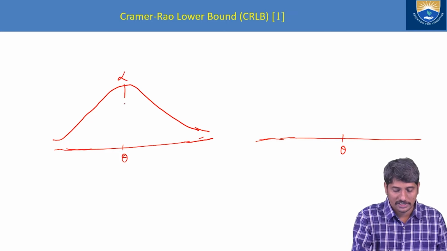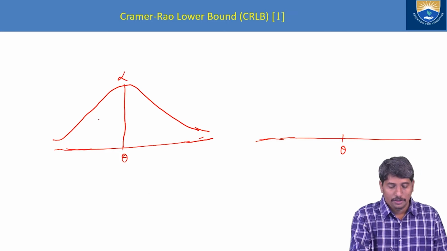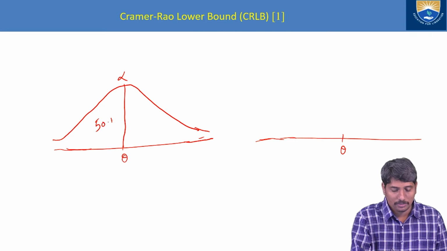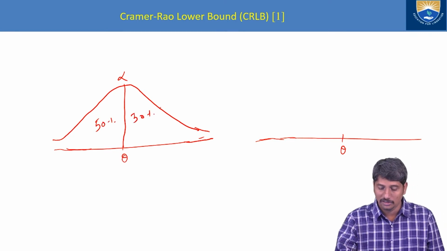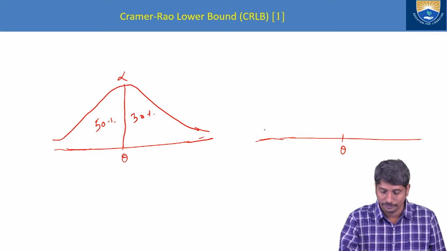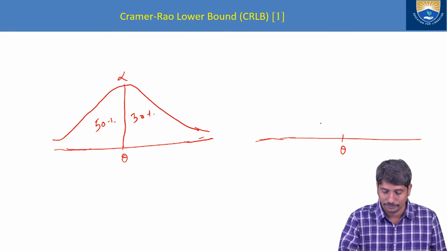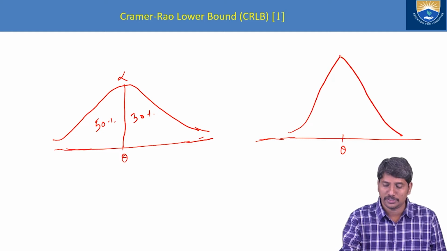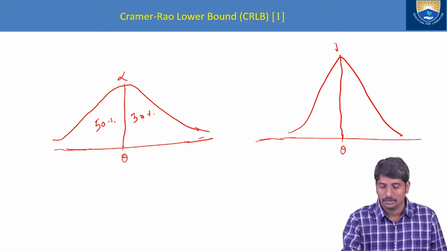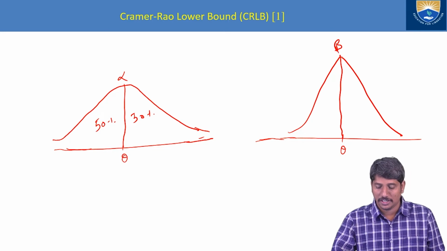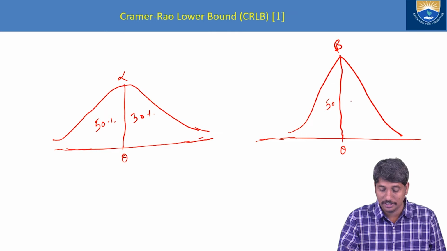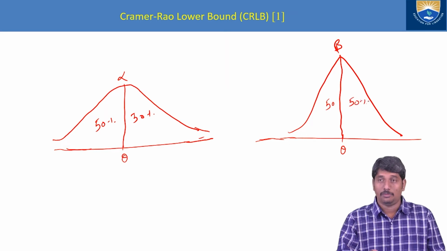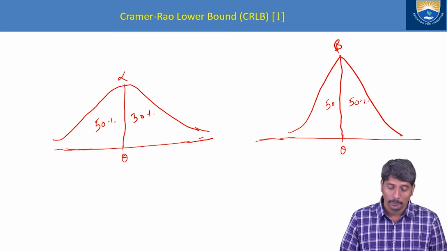This is alpha and this is the center line. You are observing that it is unbiased because the data has been spread equally on either side of the center line. Now here also you are observing that this is beta, another estimator of theta. Here you are observing that data is equally distributed about the center line, equally on either side.